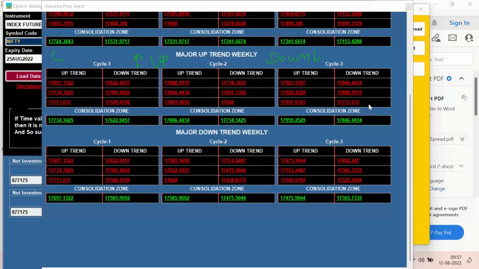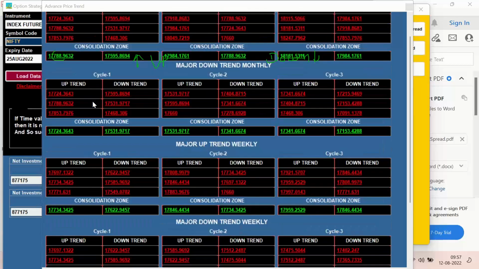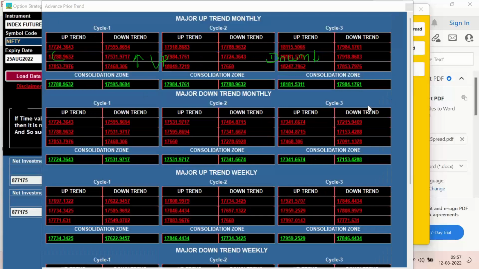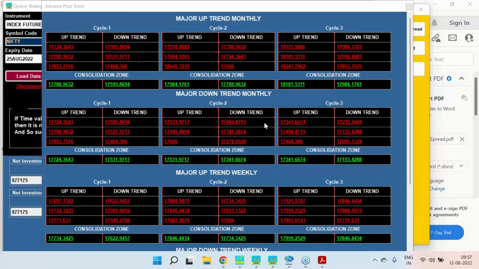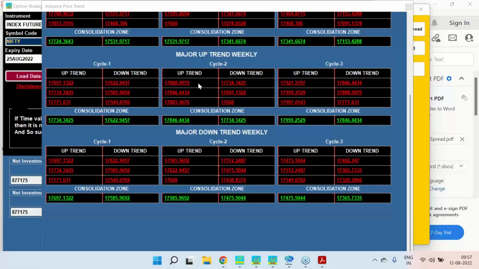So here, once it is going up, what will be the trend parameters? There are two parameters to see here. One is your weekly, another is monthly. Weekly, when I say, it is from Monday to Friday. Post Friday, it is going to change. So if you see next Monday, this will change. So here, weekly, if you are seeing here, it is 17,622 to 734. So this is what we have seen.